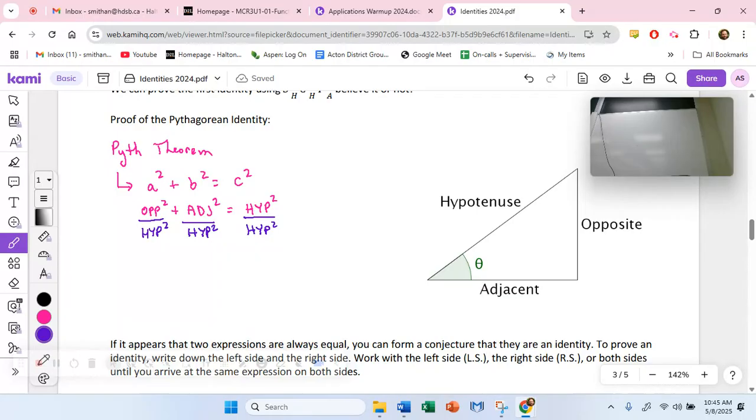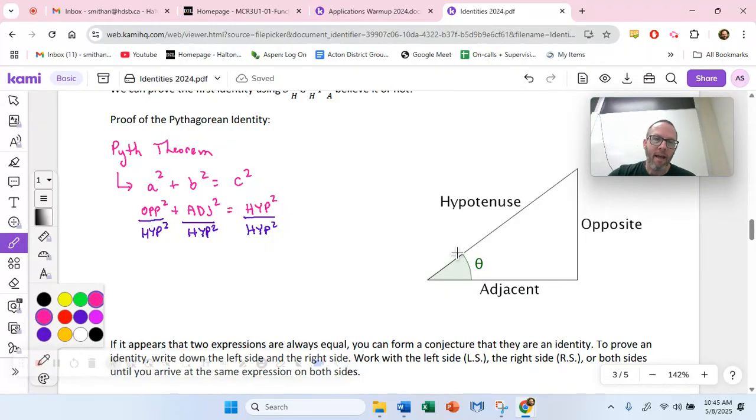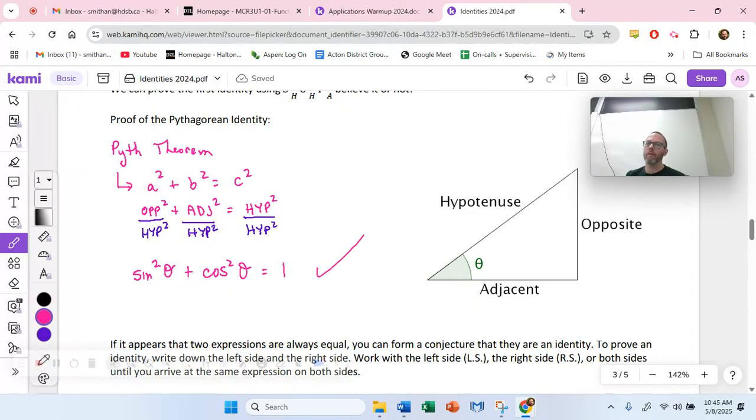Guys, which ratio is opposite divided by hypotenuse? It's the sine ratio. Which ratio is adjacent divided by hypotenuse? It's the cosine ratio. And what's anything divided by itself? It's equal to 1. So there you go, guys. We've proved the Pythagorean identity just like that. Sin squared theta, I'll use theta because that's just in my diagram here, plus cos squared theta is equal to 1. Boom. Big check mark. It's not that hard to prove. Very cool. And that's also kind of why it's called the Pythagorean identity.